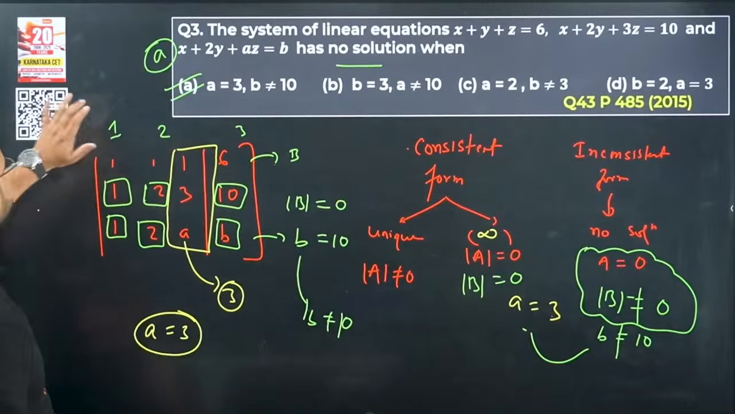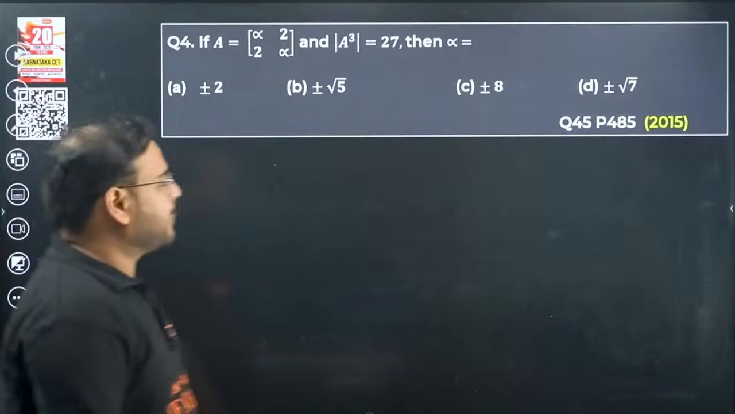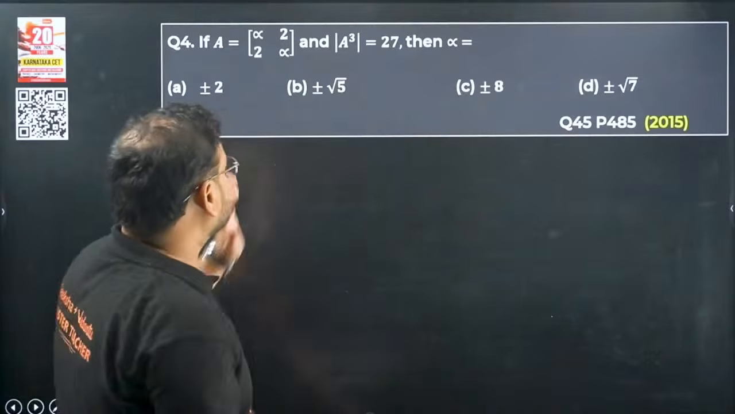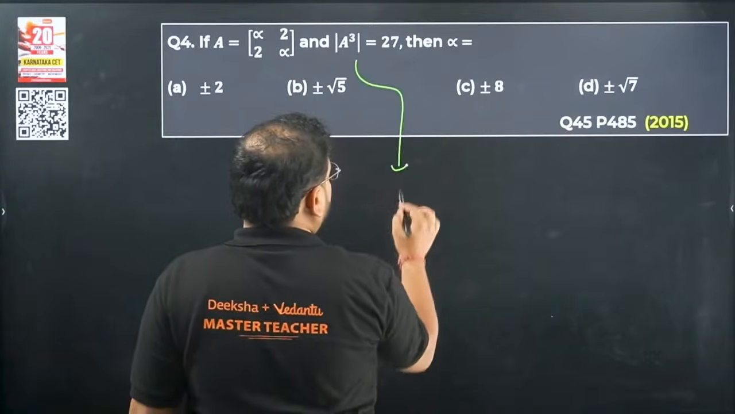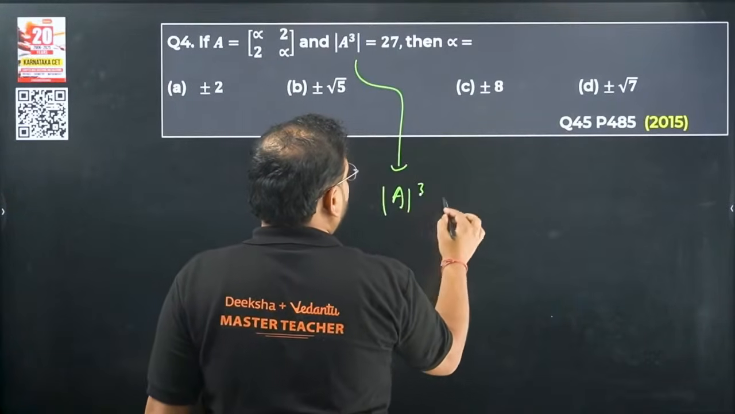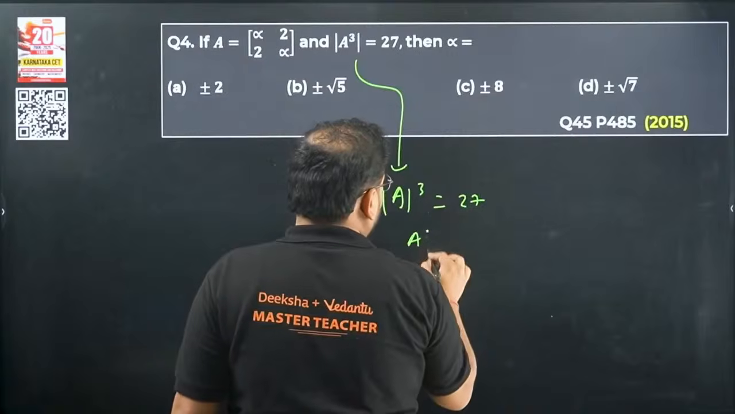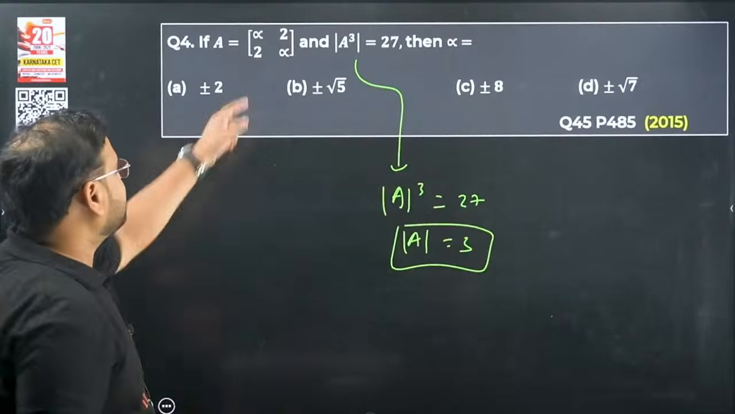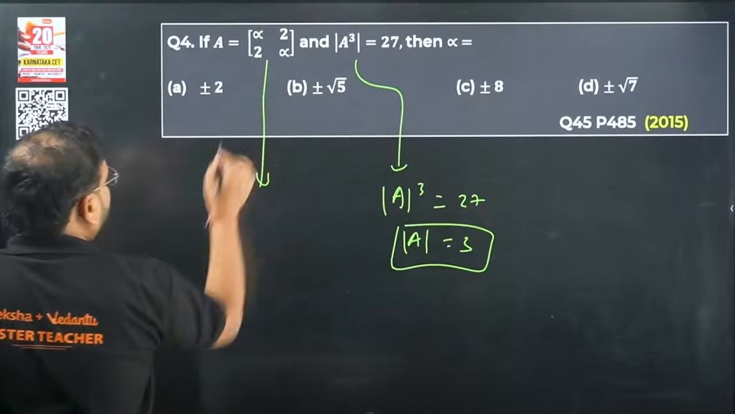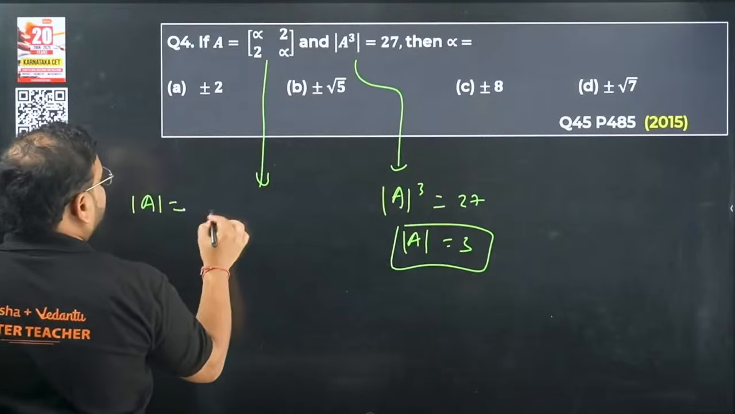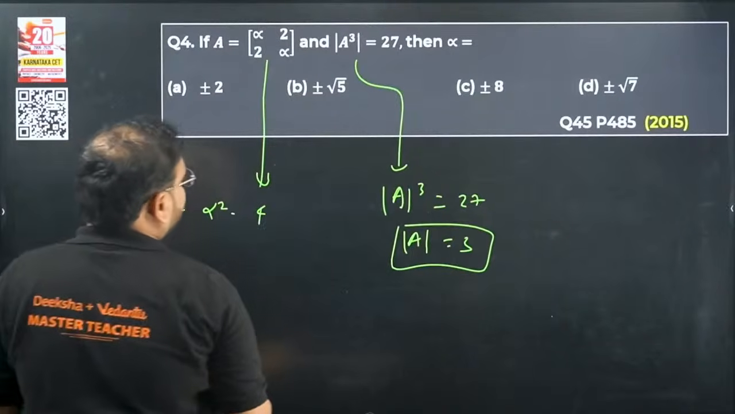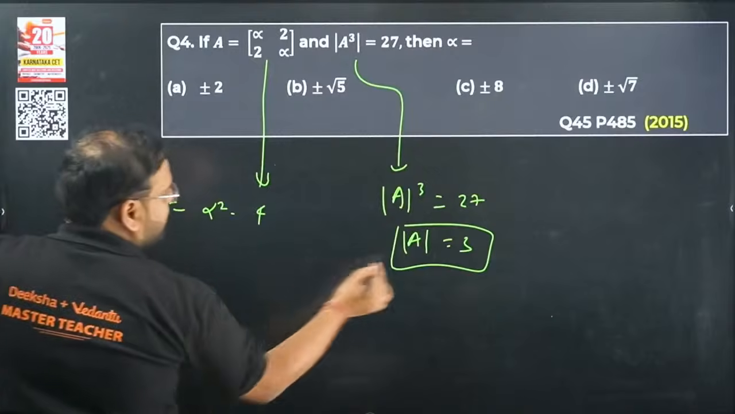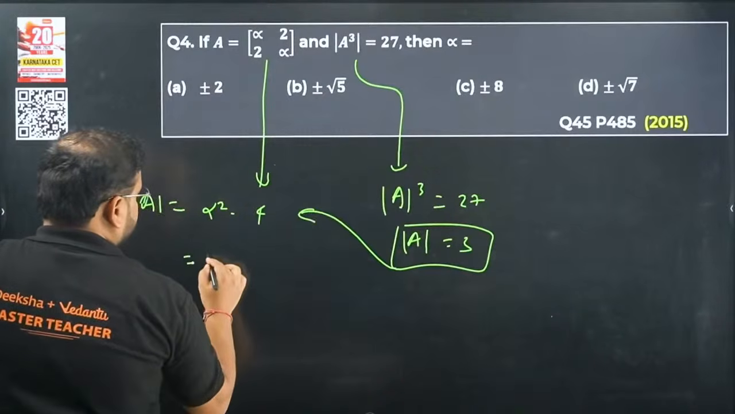Very unique. Next, question number 4. Now this is again based upon a property. Very simple. This we all know will be given by determinant of A. The cube will be 27, so determinant of A will be 3. Check this out from here. Determinant of this is alpha square minus 4. Alpha square minus 4 should be equal to 3.